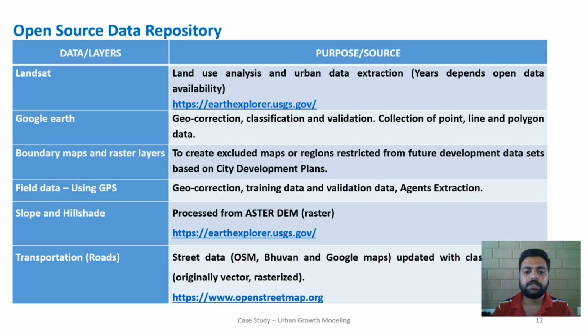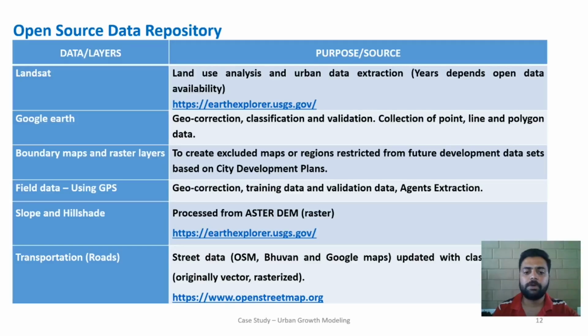Then boundary maps and raster layers can be taken from the city development plan. This is basically to include the excluded map. That means the regions which are restricted for future urban growth. Suppose let us say there is a lake and you don't want to close that lake and build an apartment on that. So that becomes a restricted region, like that. And then we have field data. You can use your GPS to obtain the field data.